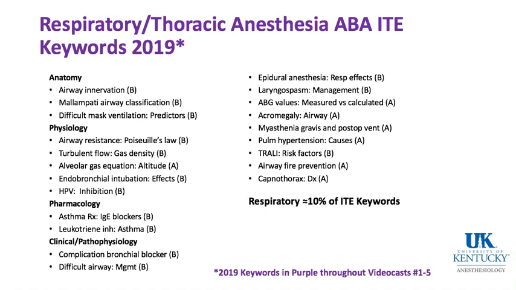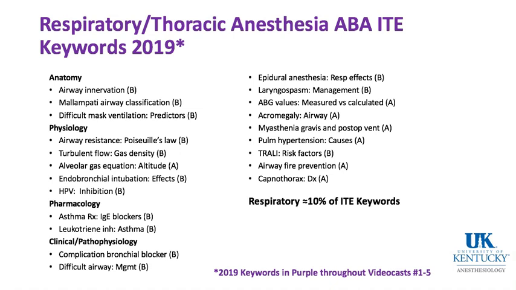Throughout this slide set, those that are in purple represent the most recent in-training exam keywords from 2019. These are the keywords broken down into the categories of anatomy, physiology, pharmacology, clinical pathophysiology. For example, airway innervation, the B after it stands for basic anesthesia content. Mallampati airway classification, again, basic content. Difficult mask ventilation, what are the predictors?